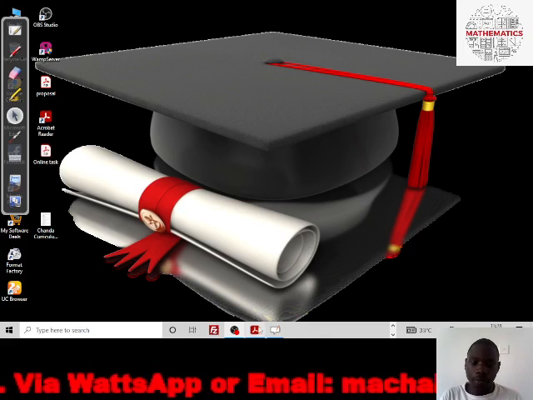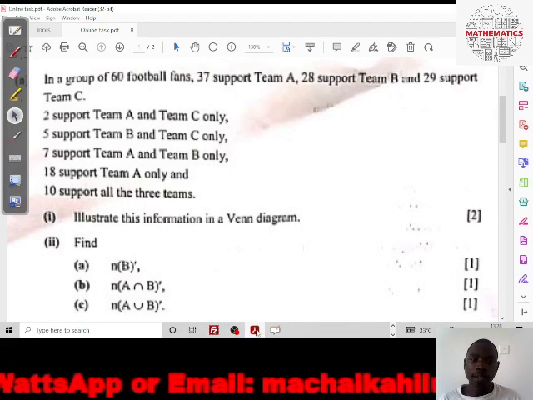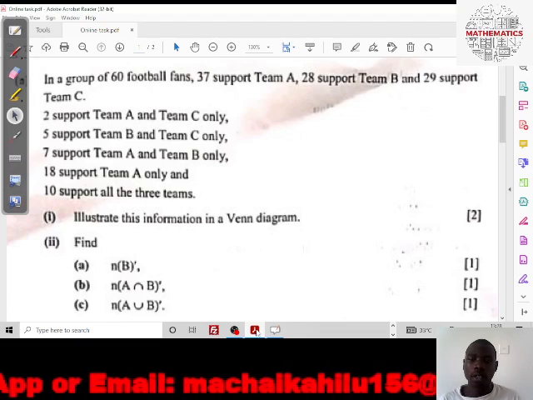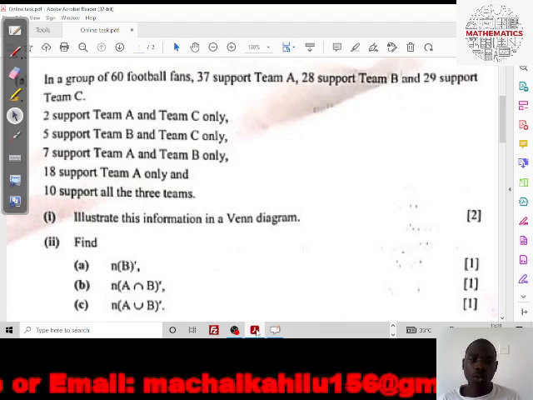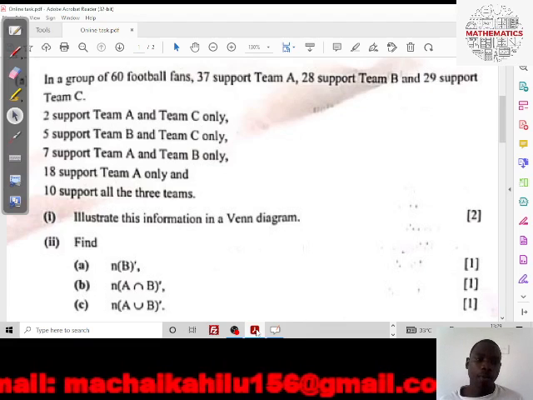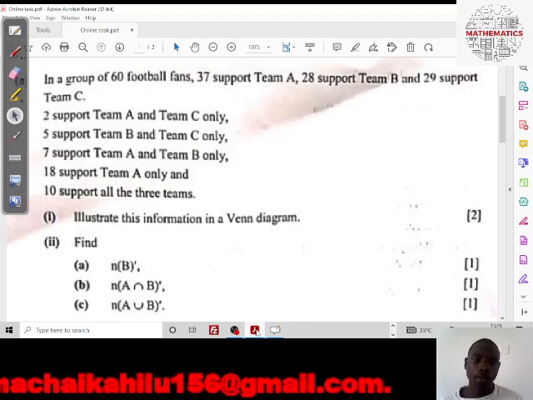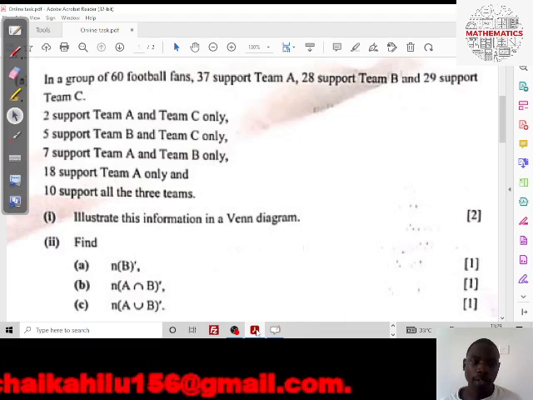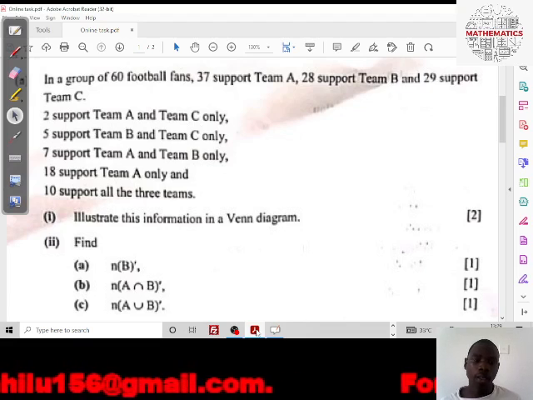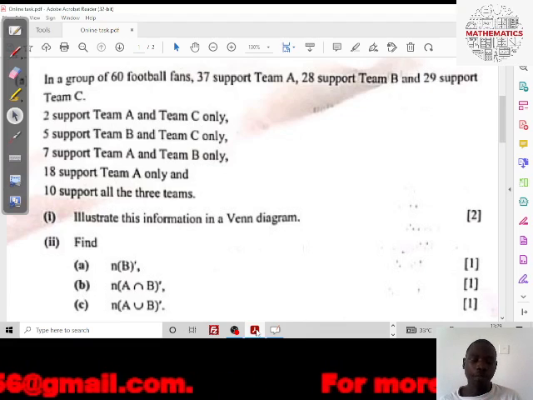So here is the question. In a group of 60 football fans, 37 support team A, 28 support team B, and 29 support team C. 2 support team A and team C only. 5 support team B and team C only. 7 support team A and team B only. 18 support team A only, and 10 support all the three teams. Illustrate this information in the Venn diagram.